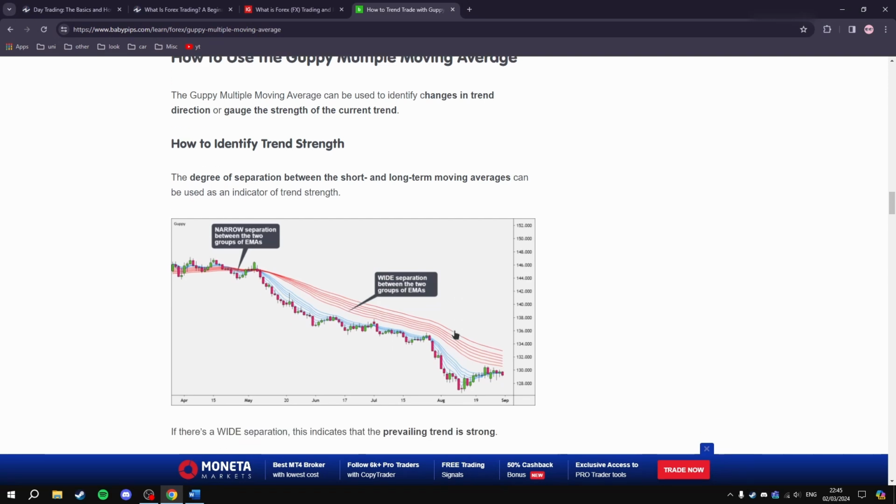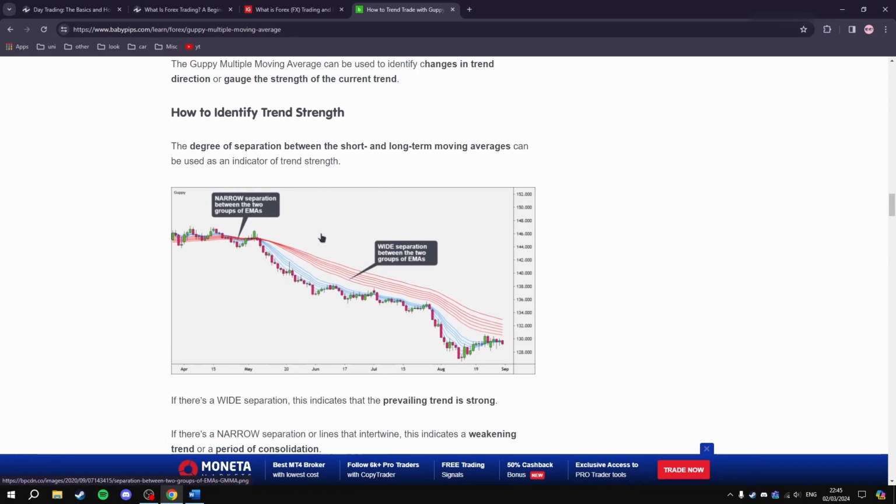How to identify trend strength? The degree of separation between the short and long-term moving averages can be used as an indicator of trend strength.